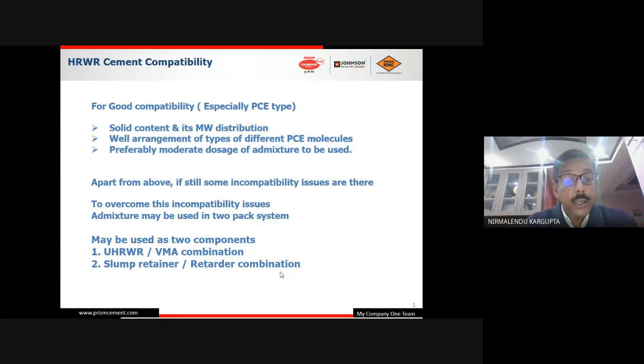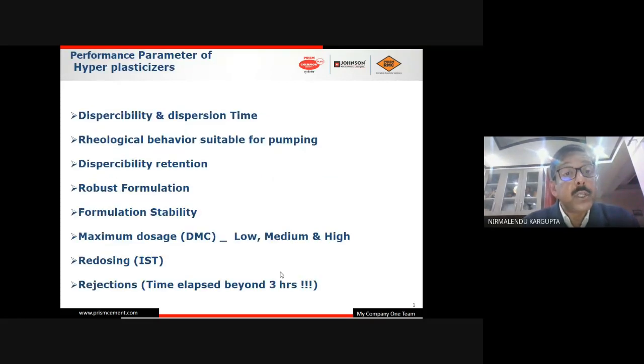Mix design is okay, and you did too many modifications, still you are not getting the slump due to some other issues. It's not only happening with cement; somewhere sand is not good. So in that case, you need to go for a 2-pack combination: one is UHRWR and the other is slump retainer and retarder combination. And performance parameters of hyperplasticizer should be dispersibility, good dispersion, rheological behavior suitable for pumping, yield stress and plastic viscosity should be minimum.